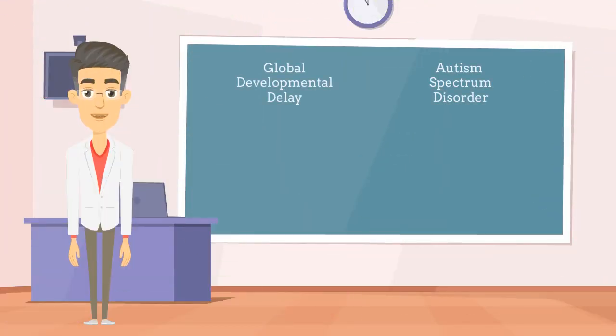Global developmental delay and autism are distinct but related conditions that affect child development. Let's break down some of the key differences. Global developmental delay refers to a significant delay in two or more areas of a child's development, including cognitive, motor, speech and language, and social skills. It is typically diagnosed in children under 5 years of age, when their developmental milestones are significantly delayed compared to their peers. Global developmental delay is a broad diagnosis that indicates a delay across multiple areas of development.